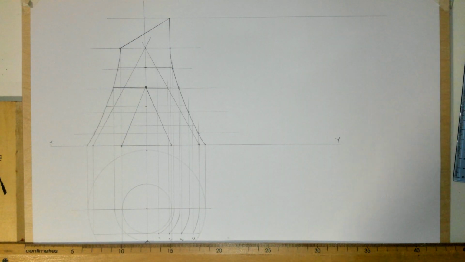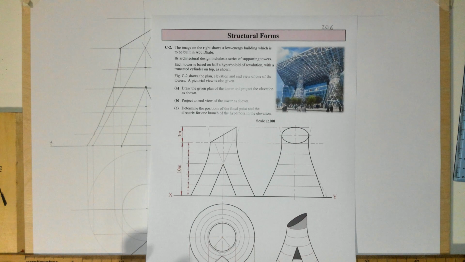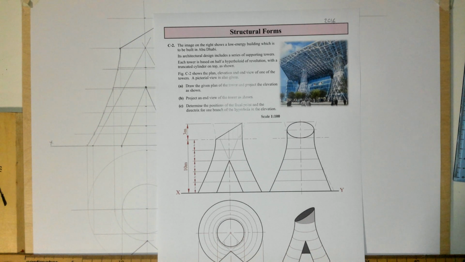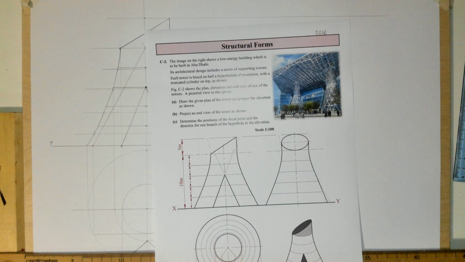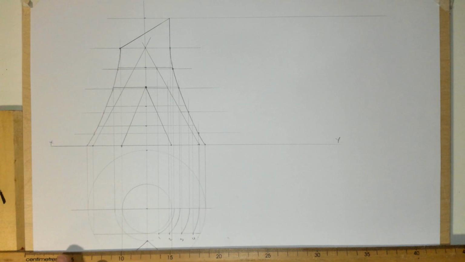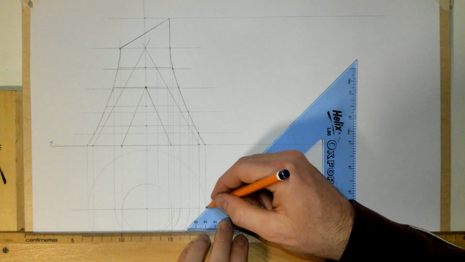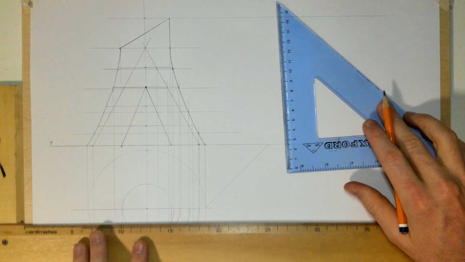Okay, that's front elevation and plan view finished. Now, next part of the question. Part B, project an end view of the tower as shown. So we can bring over our center point. That's the center axis there, so I'm going to bring that up now at 45 degrees. Bring that straight up.